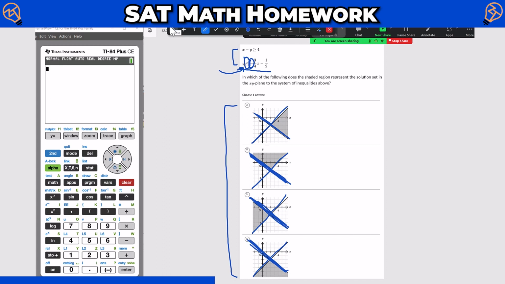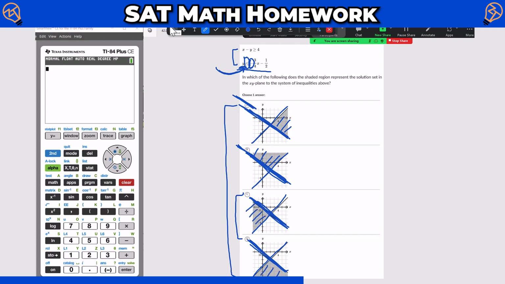We know that the shading should be in the downward direction. So let's eliminate any of them where the shading is actually in the upward direction. So notice in option A, the shading is above this line with the negative slope, so we could eliminate it. And same thing in option B, the shading is above the line, so we could eliminate it. We're only looking at options C and D now, where the shading is below the line.